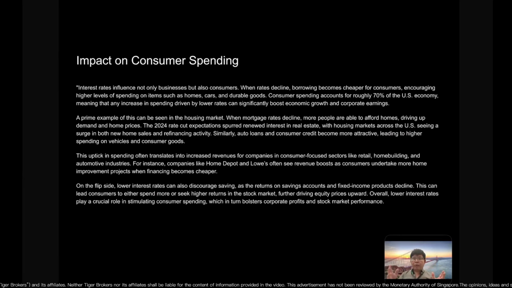Okay, so impact on consumer spending. When rates decline, right, borrowing becomes cheaper for consumers, so consumers will spend more. They will spend more on homes, cars, durable goods. Okay, so for example, cars.